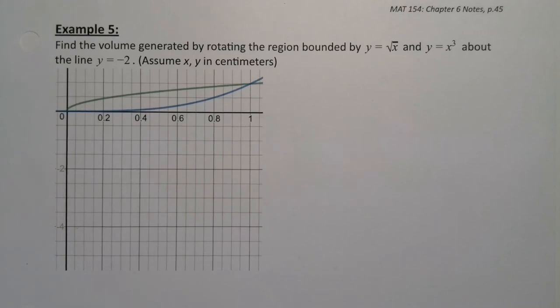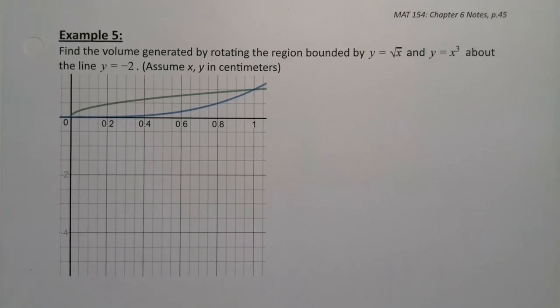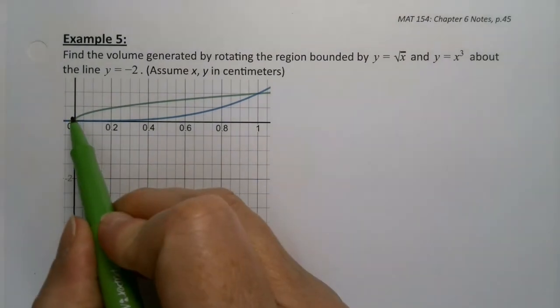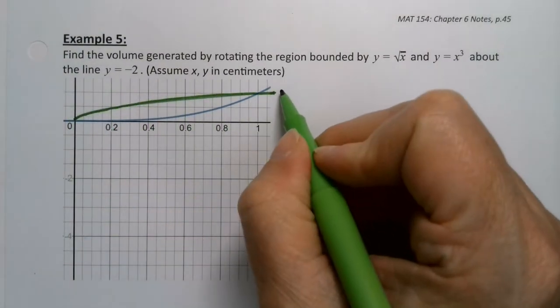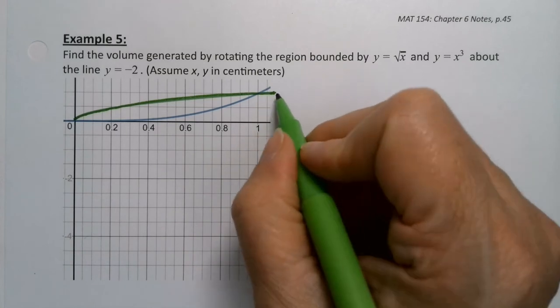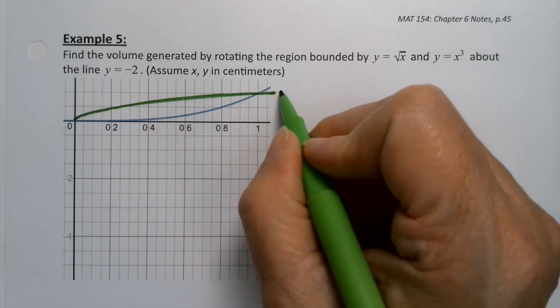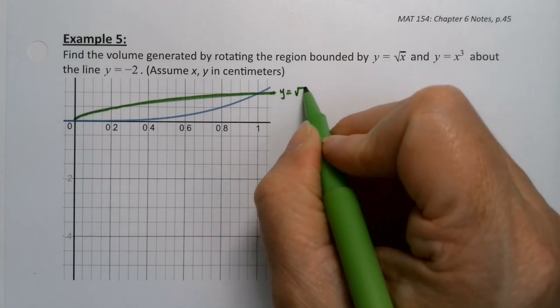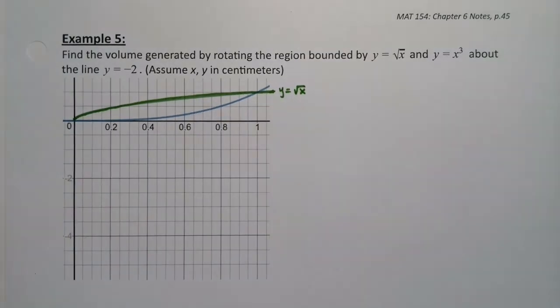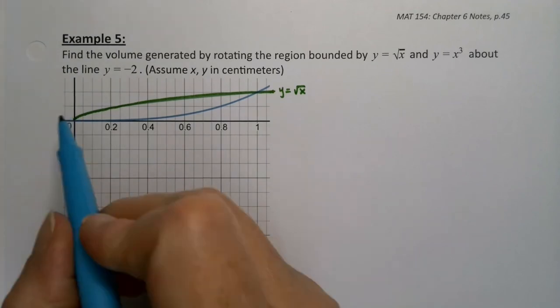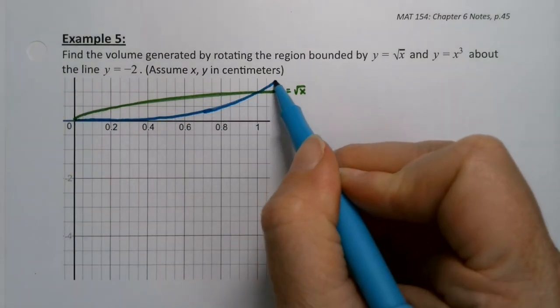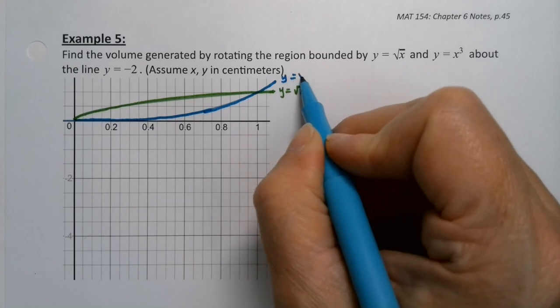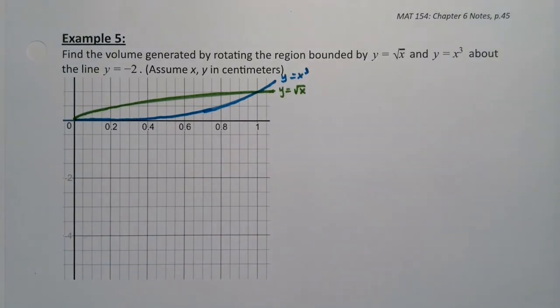Now for this problem, I want to take the same region that I had in the last example, but now I want to rotate it around a different axis. Rather than rotating around the x-axis or the y-axis, we're going to have our first example of rotating around a completely different line. So if you remember, this was y equals the square root of x, which was this green curve. Hopefully you're not colorblind. Sorry if you are. It's the top curve. And then the bottom curve is y equals x cubed.